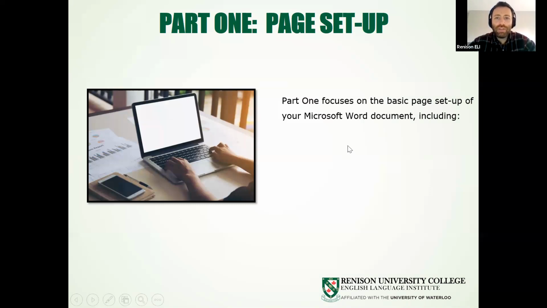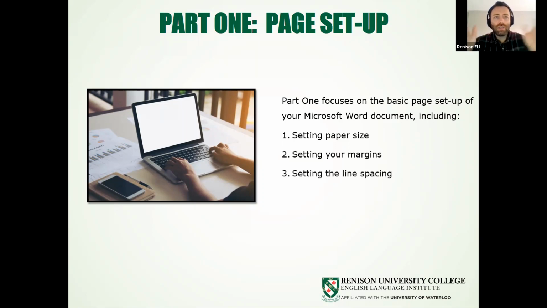So basic page setup includes setting the paper size for your document, setting your margins, which is the space on either side of the words in your document, setting the line spacing, so single space, 1.5 space, double space, and setting up columns of text. A lot of the time, you'll just be doing a single column for most university assignments, but there may be times you need 2 columns of text on a single page or maybe more.